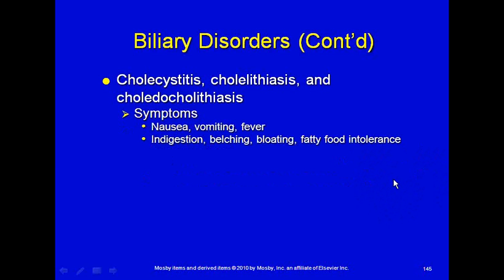Symptoms of diseases of the gallbladder include nausea, vomiting, and fever, indigestion, belching, bloating, typically following a big heavy meal with lots of fat, which calls for the gallbladder to release bile into the GI tract to help digest that fat. That often triggers a gallbladder attack, which is extremely painful.